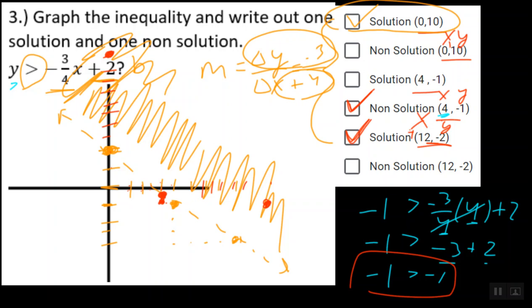So remember, if you're in the non-shaded region, not a solution. If you're on a dotted line, not a solution. And if you're in the shaded region, always a solution. All right, let's move on.